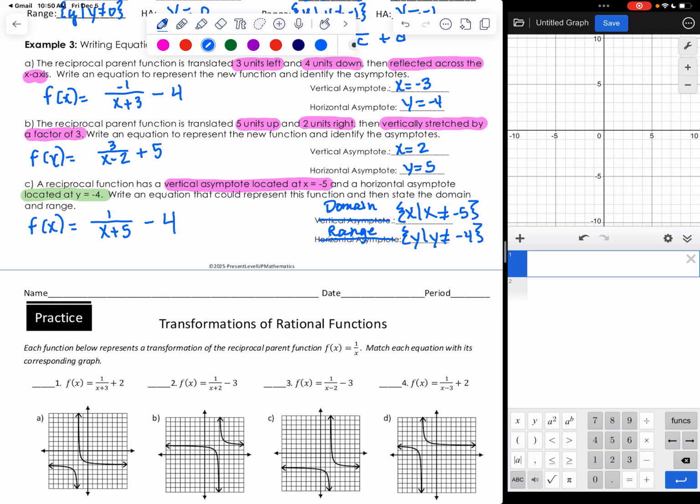And that concludes today's lesson, Transformations of the Rational Parent Function.